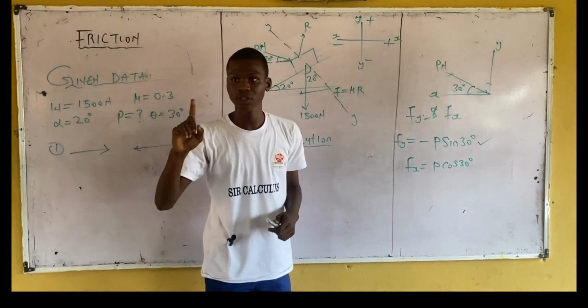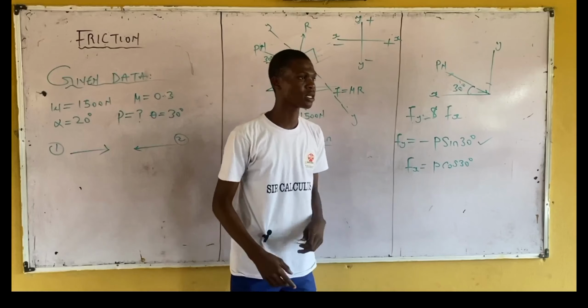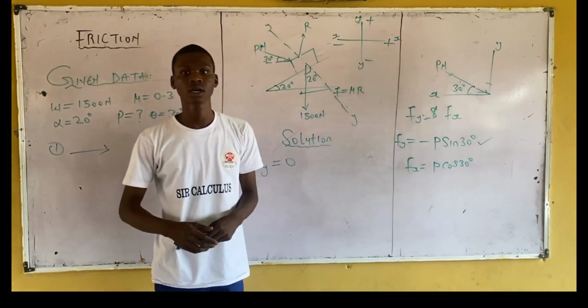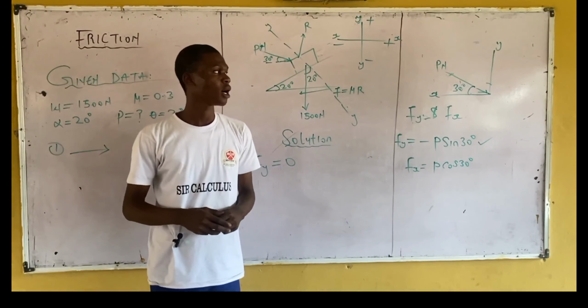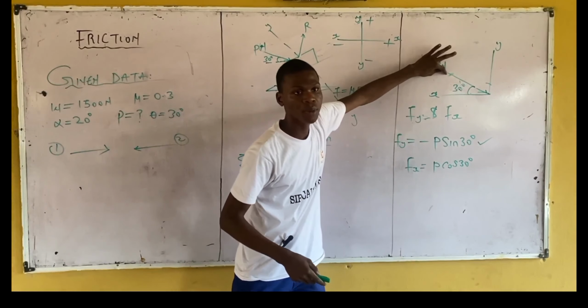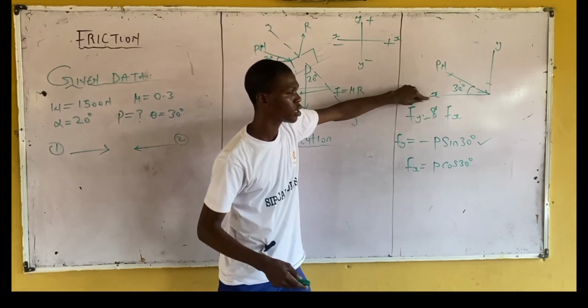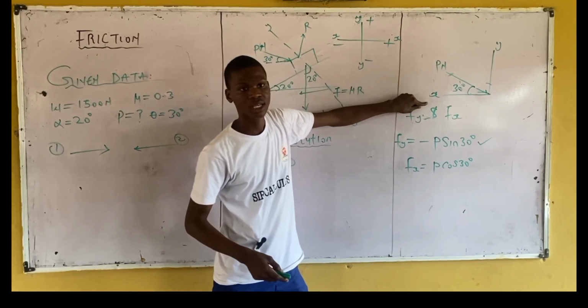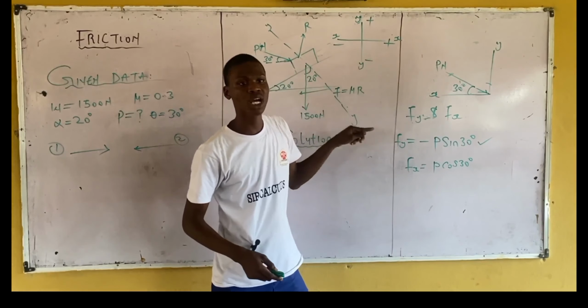Now, use that same idea for your F of x. Will it be positive or negative? Positive. Why is it positive? Because by the time you bring this arrow down and take it to the x-axis, the direction of the arrow, where is it pointing at?